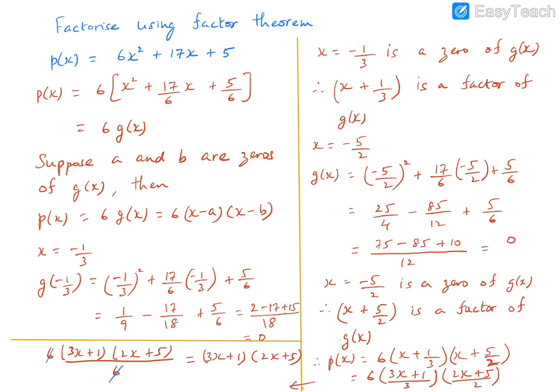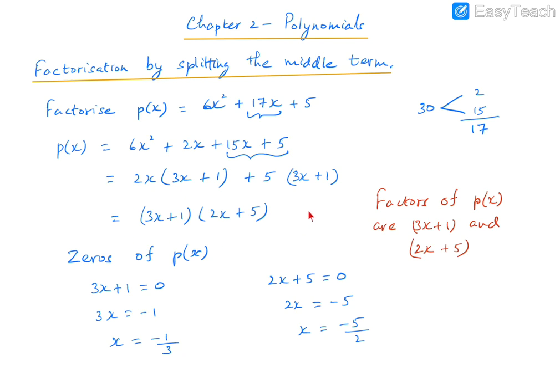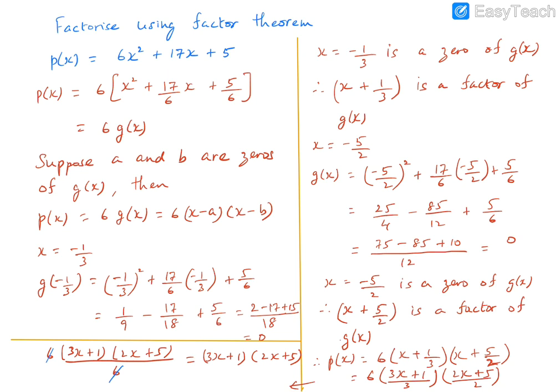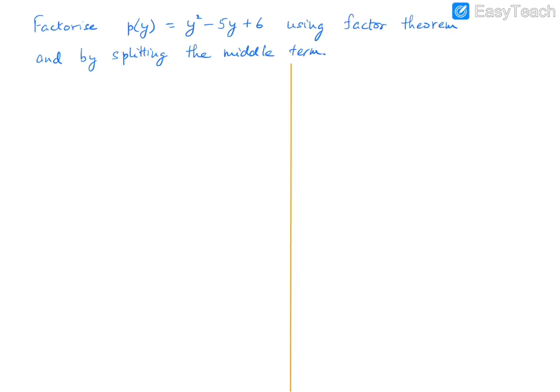So in this case, the method of splitting the middle term, which we saw earlier, is much simpler and shorter as compared to the method of using the factor theorem. So this is one way of factorizing the quadratic polynomial, using the method of splitting the middle term. So let's do one more example and also compare it by using the factor theorem. So we'll again do both the methods, using the factor theorem and also using the method of splitting the middle term.